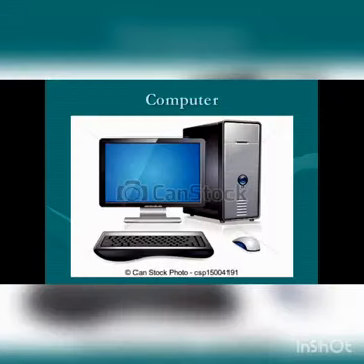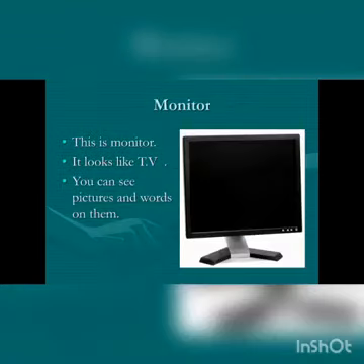Dear students, let's know about the parts of computer. A computer is made up of following main parts: monitor, CPU, keyboard, and mouse. This is monitor. It looks like TV. You can see pictures and words on them.